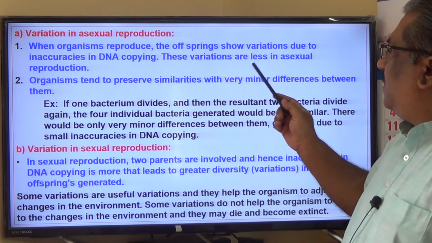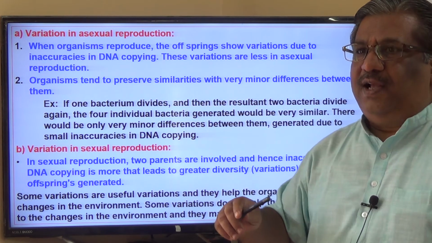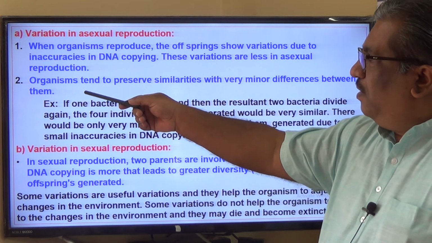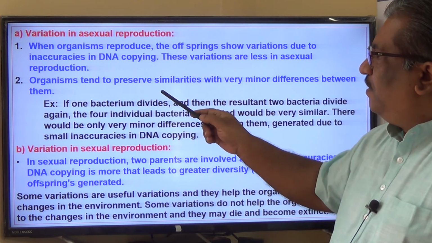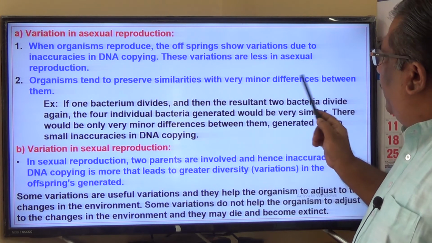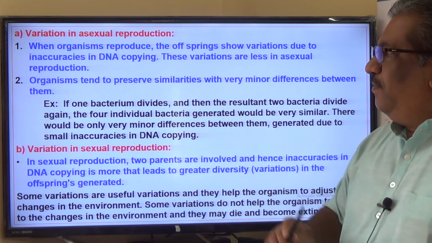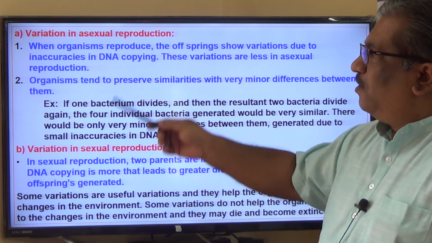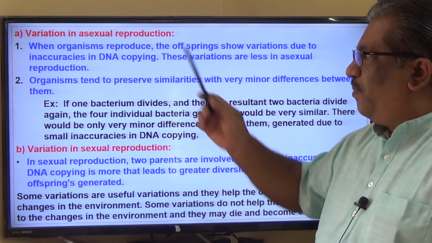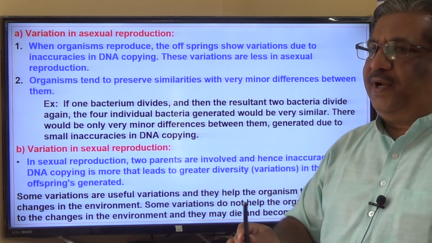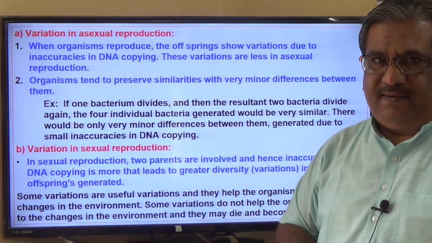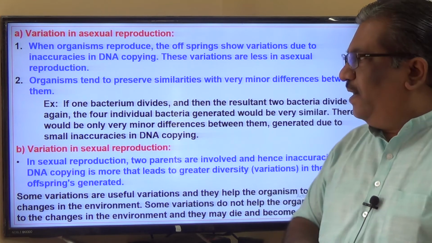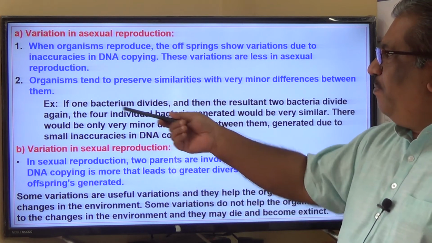And these variations are less in asexual reproduction because only one parent is involved. So organisms tend to preserve similarities with very minor differences between them. If there are minor differences, then I can say the offsprings produced by asexual reproduction can be identical. That means very few differences will be there. Offsprings can be identical.